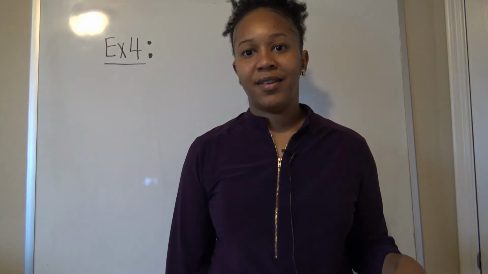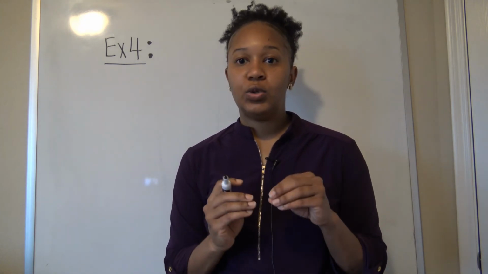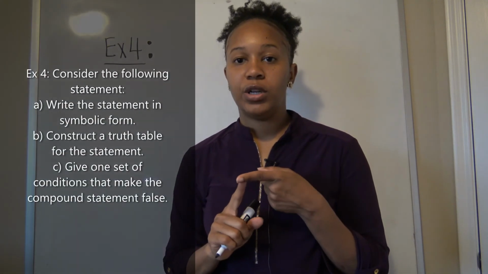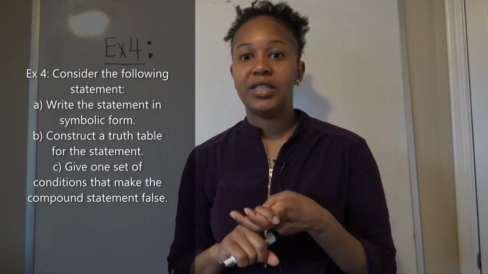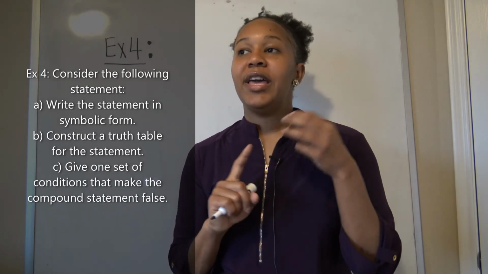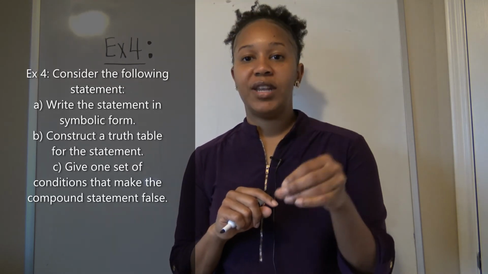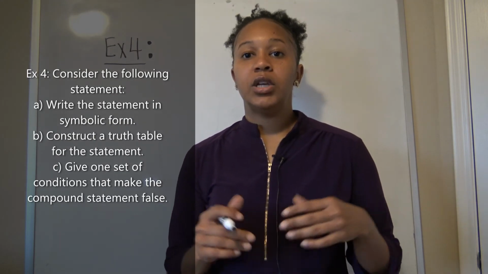Okay. For example 4, we're going to take this statement and we're going to do 3 things to it. The first thing we're going to do is write it in symbols. The second thing we're going to do is construct a truth table for it. And the third thing that we're going to do is give an example of a situation where this will be a false statement. Okay. So here's the statement.